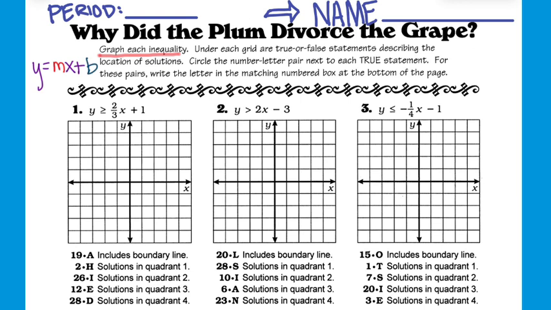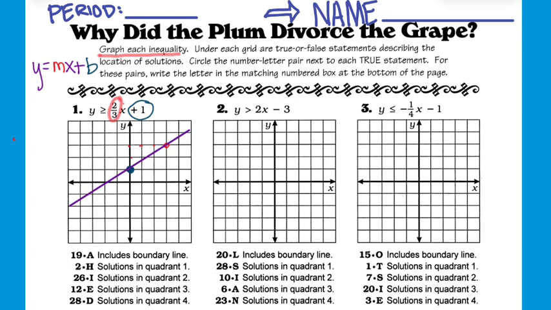So we know we use y equals mx plus b. So I obviously start with my b, and then I do my rise over my run. So I'm going up 2 and over 3, and I put my point there, and I draw my line as usual. Now I look at what this says.